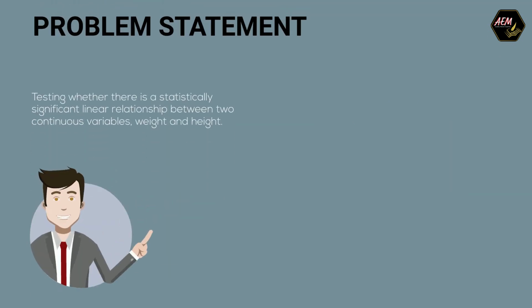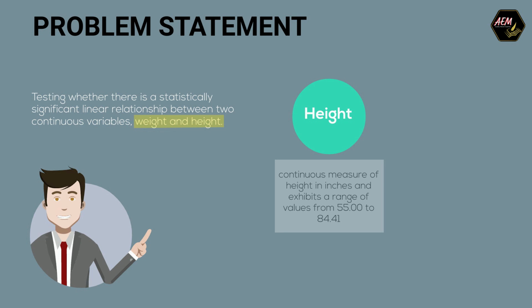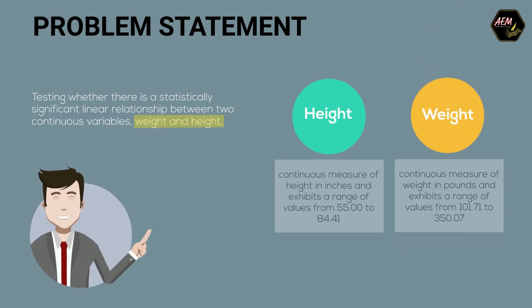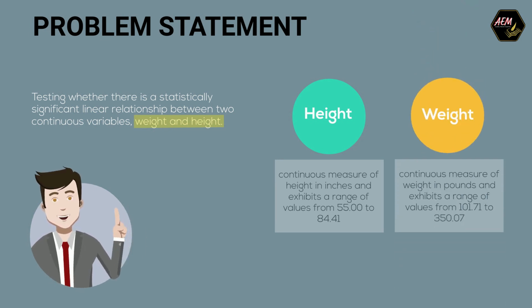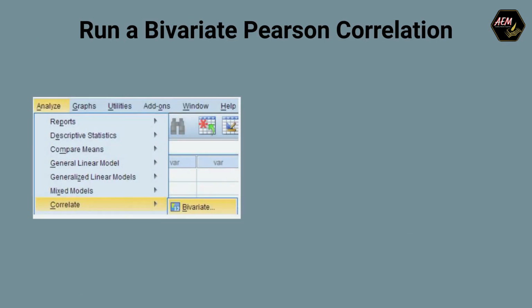Perhaps you would like to test whether there is a statistically significant linear relationship between two continuous variables, weight and height. In the sample data, the variable height is a continuous measure of height in inches, and exhibits a range of values from 55.00 to 84.41. And the variable weight is a continuous measure of weight in pounds, and exhibits a range of values from 101.71 to 350.07.